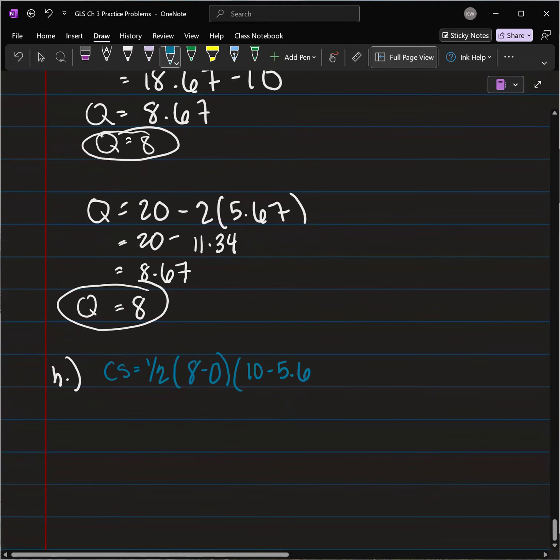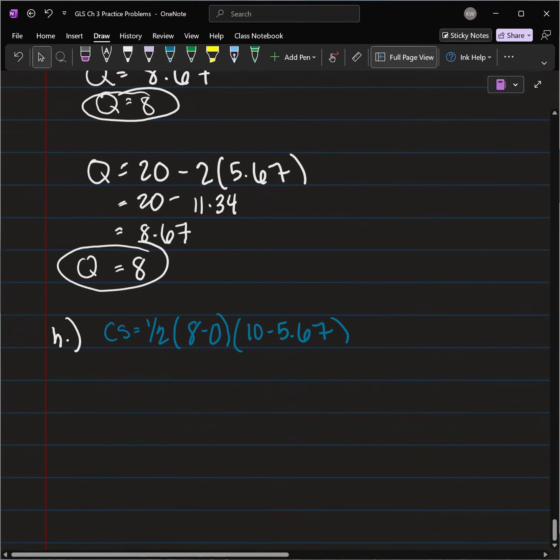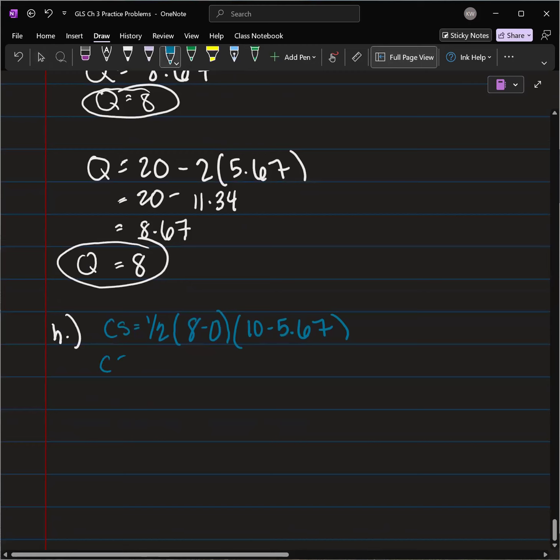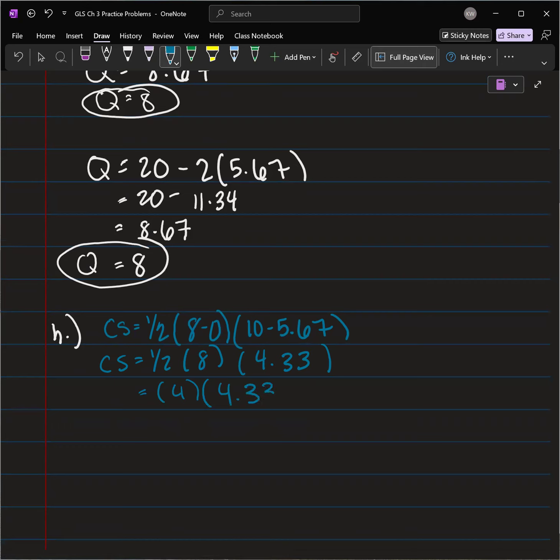minus 5.67. That's going to give us consumer surplus equal to 1/2 times 8 times 4.67. Sorry, not 4.67, 4.33. Half of 8 is 4, so we have 4 times 4.33. And then 4.33 times 4 is going to give us $17.32.